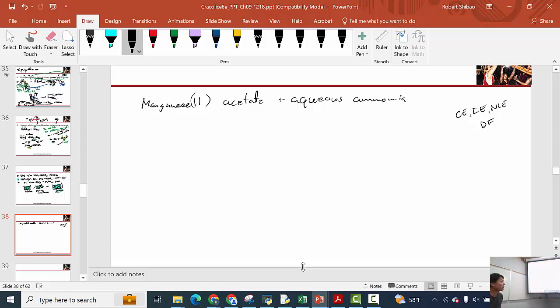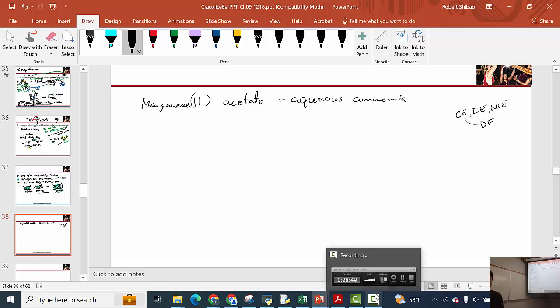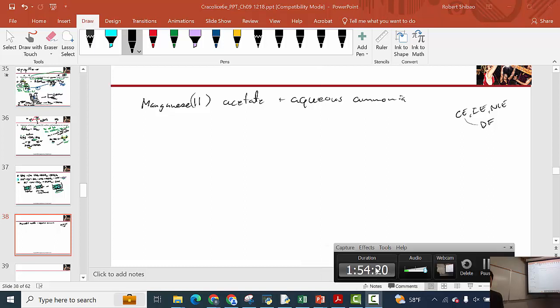I would do the driving force with the complete equation. That way, if there's no driving force, then there's no reason to go on to the ionic equation and net ionic equation. So give this one a try here. Manganese 2 acetate and aqueous ammonia.